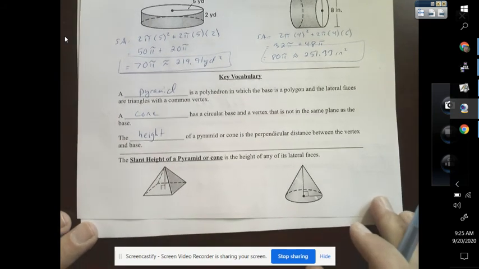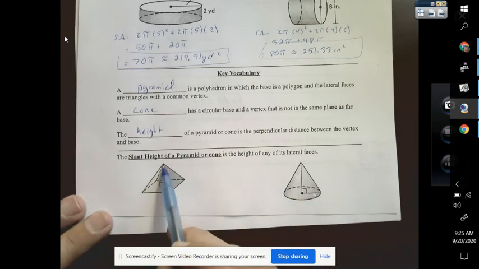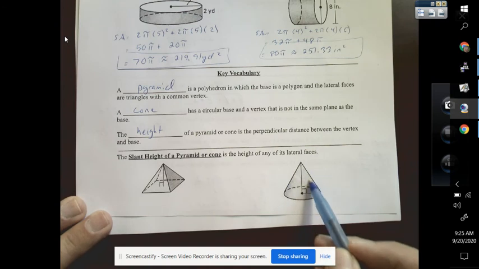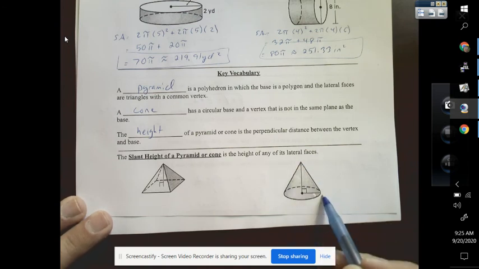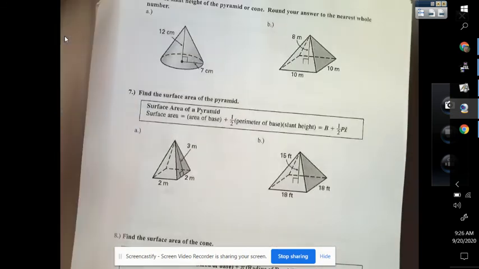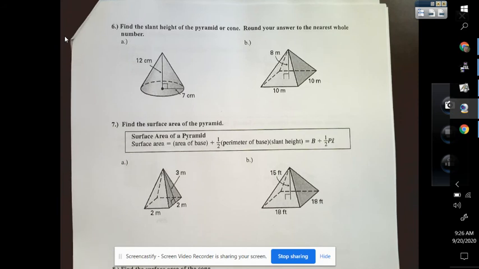Now here's the important thing for you guys to realize. This is the trickiest part of this. The height goes straight up and down. The slant height, which we're going to talk about, goes down the side of your pyramid or cone. So we're going to have to use some good old Pythagorean theorem for these. We're down to our final 6 problems here. You guys are doing great. Thank you for hanging in there.